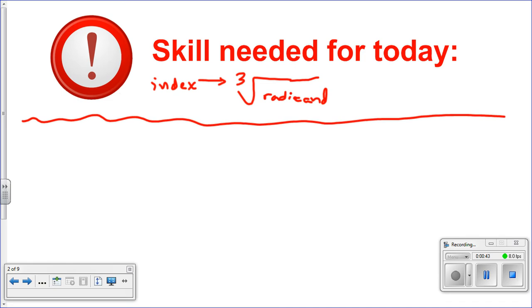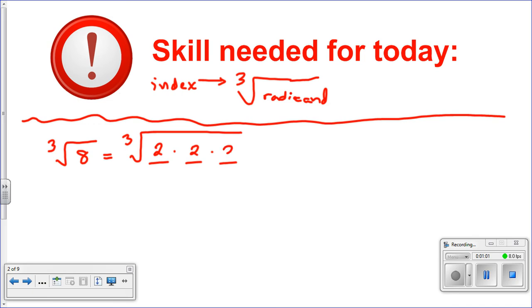First example, finding the cube root of 8. What that means is what times itself 3 times gives you 8. Well, that would be 2 times 2 times 2. So the cube root of 8 is actually 2.